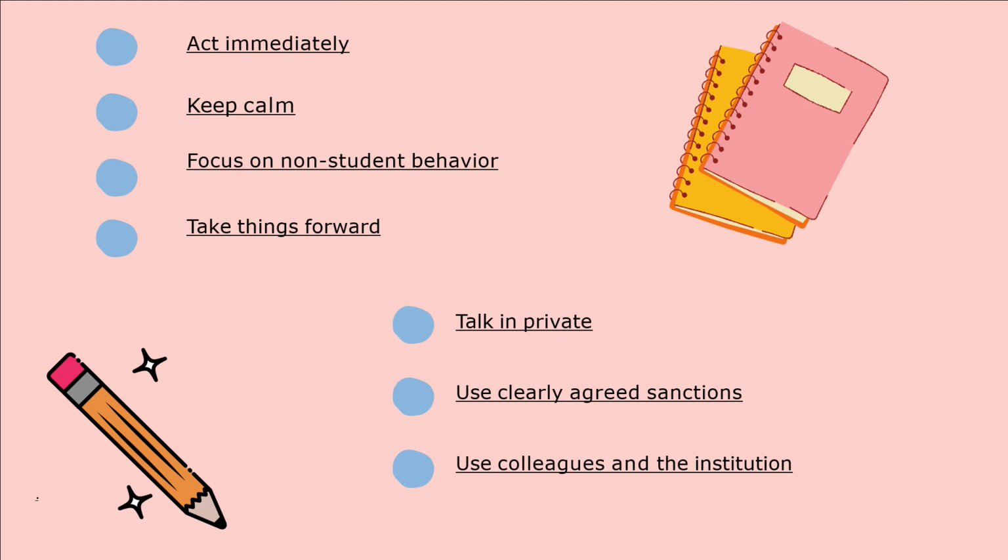George Pettit suggests a three-stage approach when dealing with teens. He mentions the stages are chat, words, and telling off. The sixth, use clearly agreed sanctions.